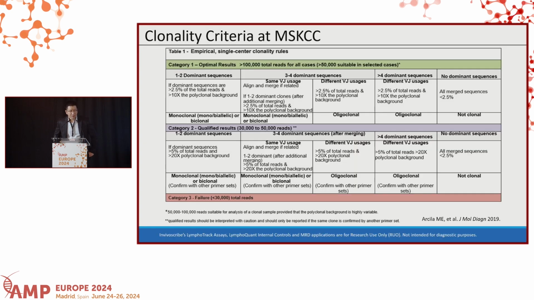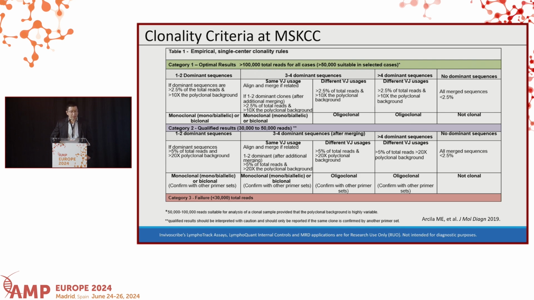This is a busy table for clonality criteria at MSK. The criteria is based on the total number of reads of the sample and the number of dominant sequences and their detection frequencies. Basically, the more reads, the better. There are two categories for successful characterization. The first category is optimal results, where the total reads are greater than 100,000. In some cases, greater than 50,000 is okay.